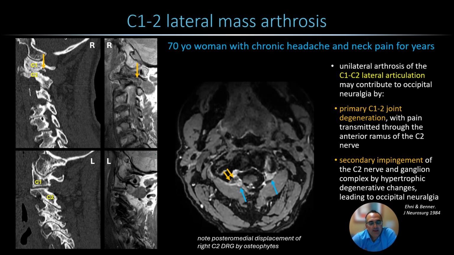And then here, showing you a nerve-specific sequence, we see posteromedial displacement of that right C2 dorsal root ganglion by osteophytes. Therefore, in this case, the cause of this patient's headaches was attributed to arthrosis at that C1-2 lateral mass articulation, and therefore she would be an appropriate candidate potentially for a steroid injection and a consultation with a cervical spine surgeon.